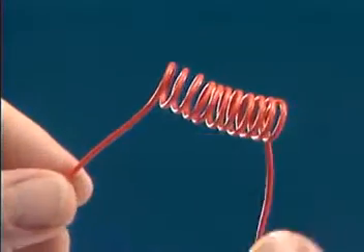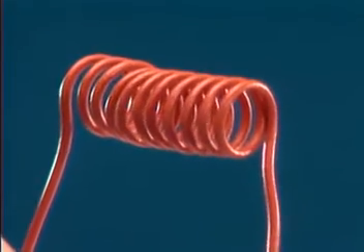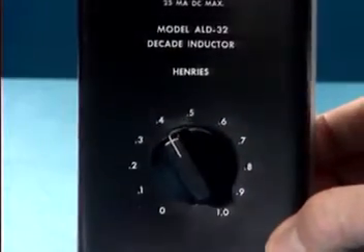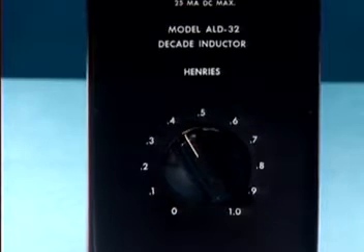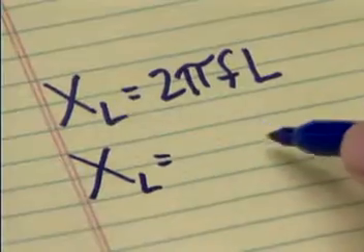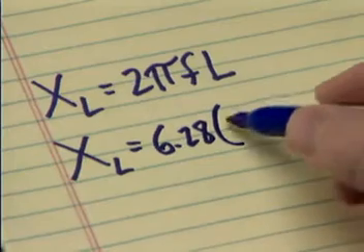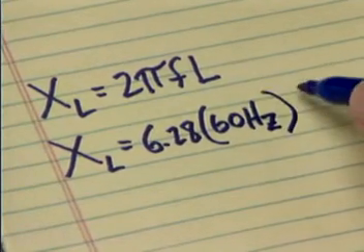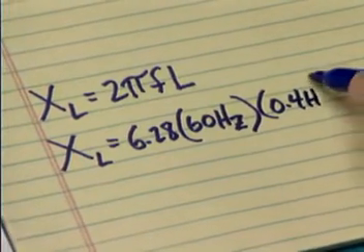Since an inductor is simply a length of conductive wire that has been wound into a coil, you can assume that its resistance is 0 ohms. In this example, the inductor, represented by this inductor substitution box, is a 0.4 Henry coil. The frequency of the voltage source will be 60 hertz. Substitute these values in the formula for inductive reactance. Now work the equation. The inductive reactance, X sub L, equals 6.28 times 60 hertz times 0.4 henries.